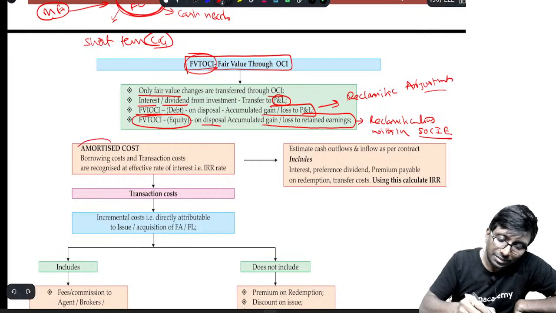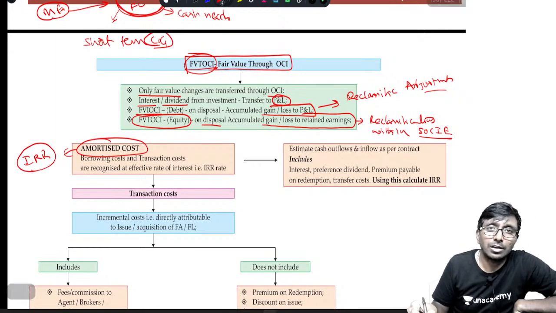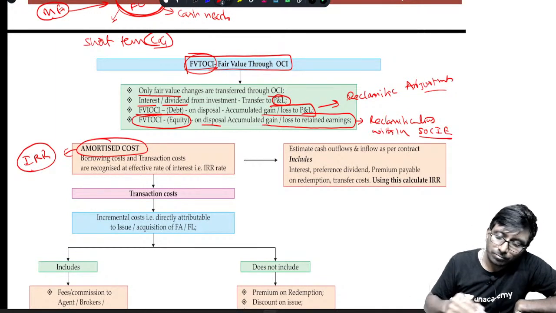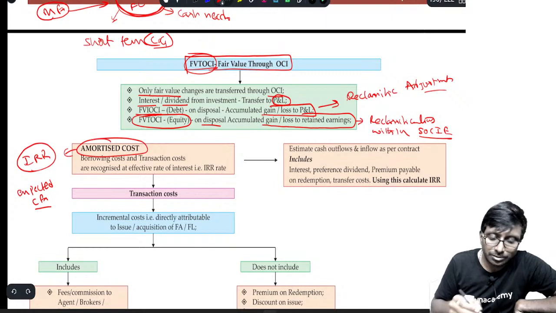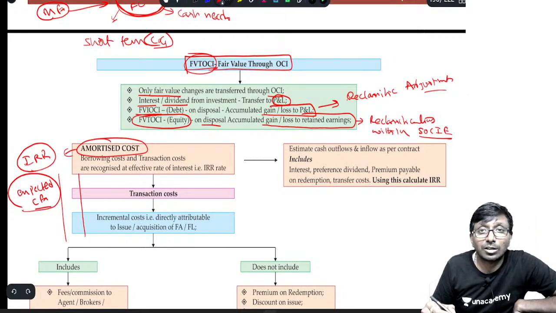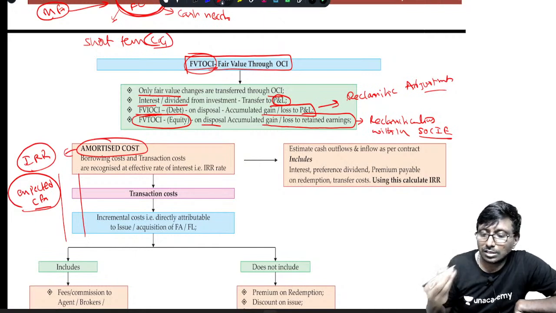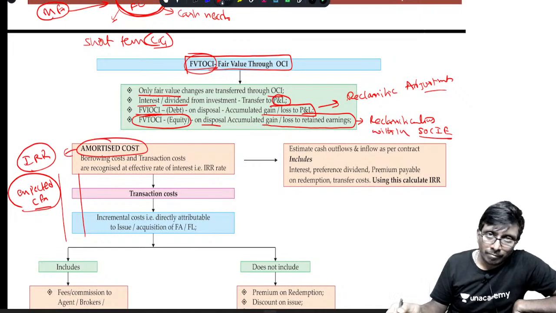Okay. Amortized cost. Amortized cost means what do you calculate? We will calculate IRR. That's all. Correct na? What are your expected cash flows? Expected cash flows over the life. You just put it in one format and put the formula for IRR in Excel. That's all. That will come. That rate only we will be following.